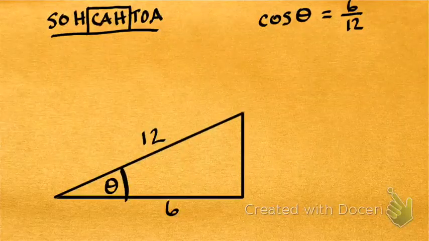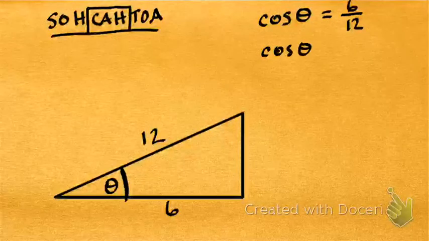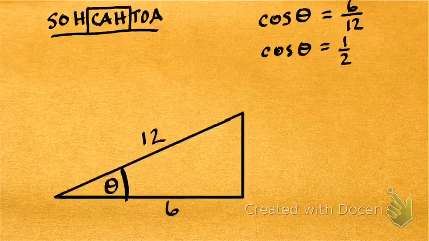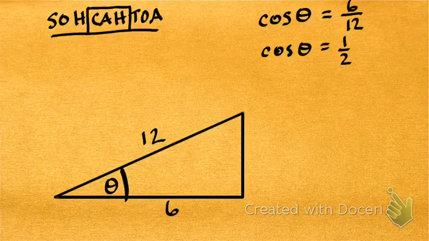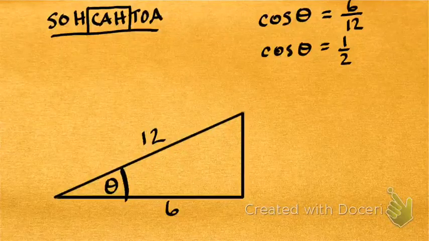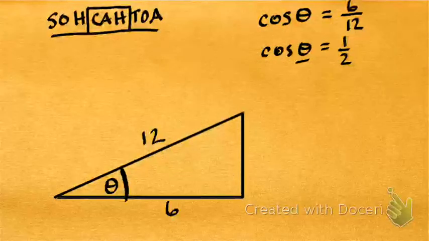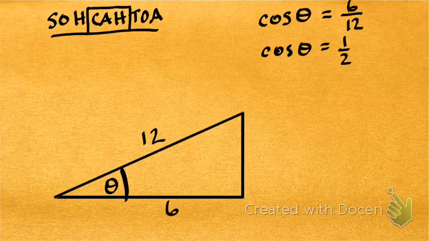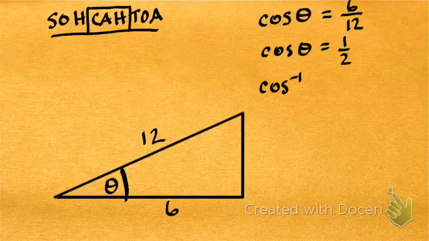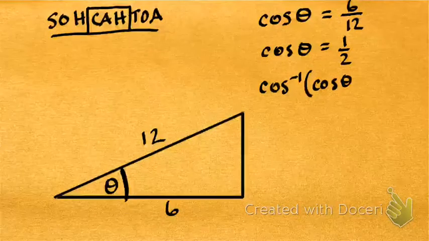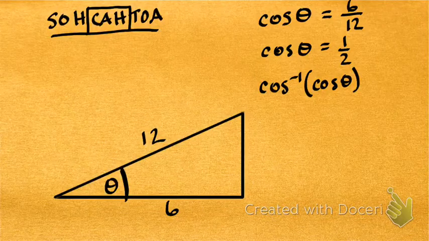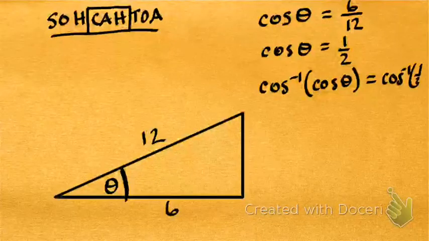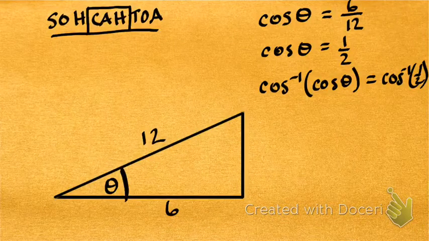Now, you could just reduce that to 1/2 and say that theta is the inverse cosine of 1/2. You don't have to, but you could. Again, we want to get rid of the cosine and just leave theta, so that we have our answer. Just like the inverse sine, there's also an inverse cosine button on your calculators. So if we do the inverse cosine of the cosine of theta, those will just make theta.